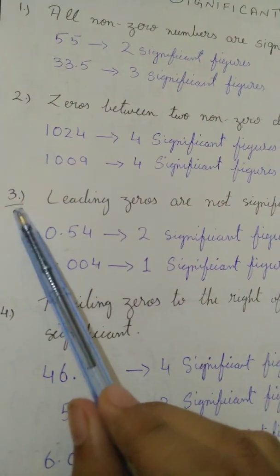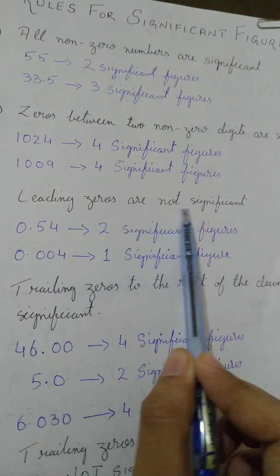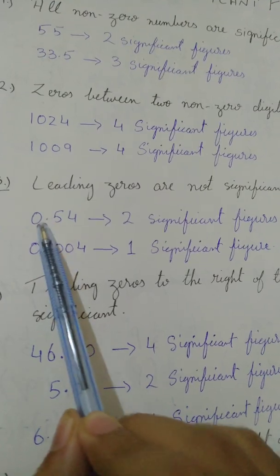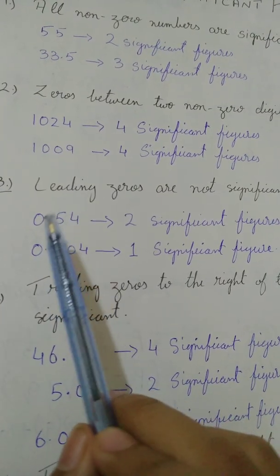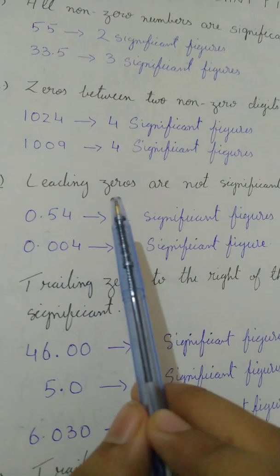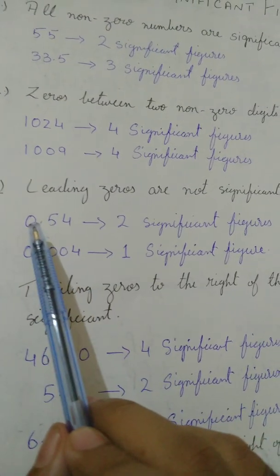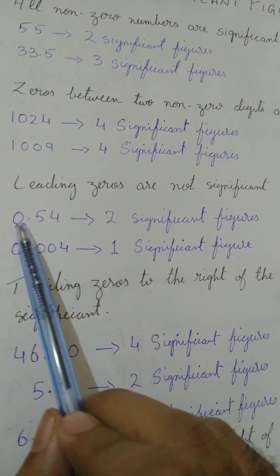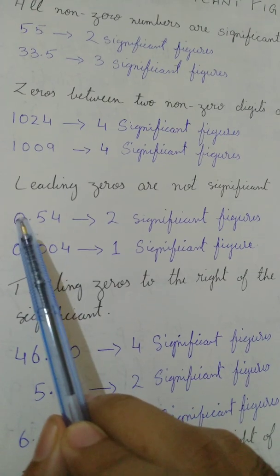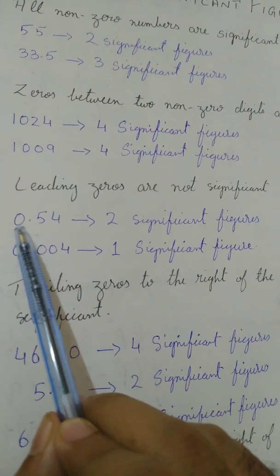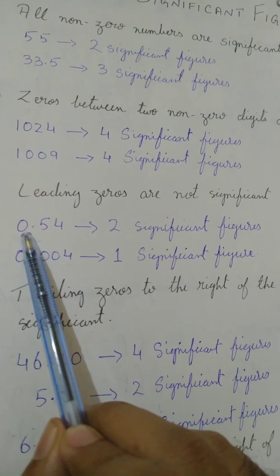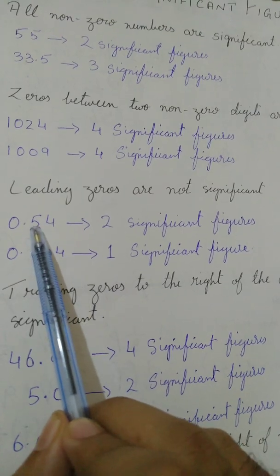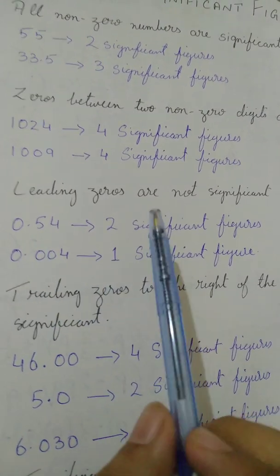Now rule number 3 says leading zeros are not significant. Leading zeros are the zeros in the beginning, the ones which are starting the number. If a number is starting with a 0, it will not be significant. So you can see that 0.54 has only 2 significant figures. How? This 0 is a leading 0, it is coming first, it is leading the number, so it will be counted as insignificant and will not be considered. Only 5 and 4 are our significant figures. So this number has only 2 significant figures.